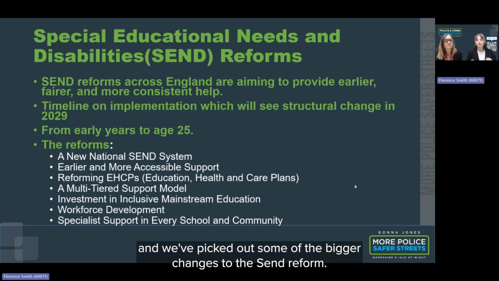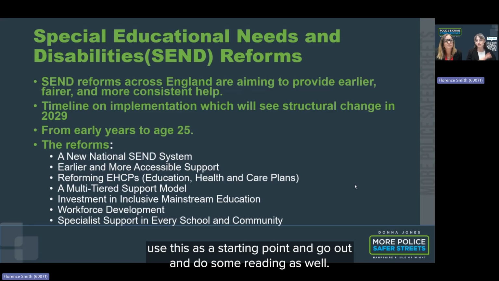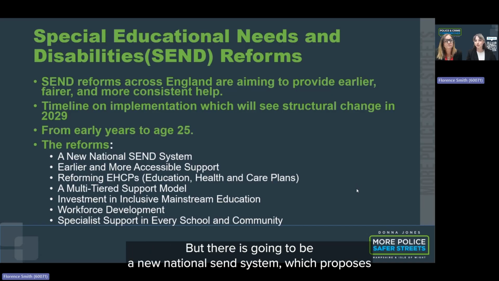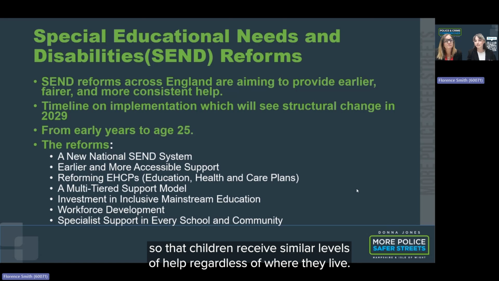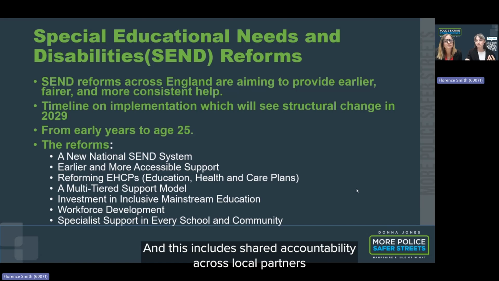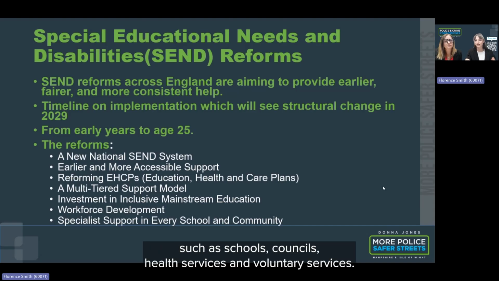We picked out some of the bigger changes to the SEND reform. So again, please use this as a starting point and go out and do some reading as well. But there is going to be a new national SEND system, which proposes a more standardised national approach to special educational needs and support so that children receive similar levels of help regardless of where they live. And this includes shared accountability across local partners such as schools, councils, health services and voluntary services.